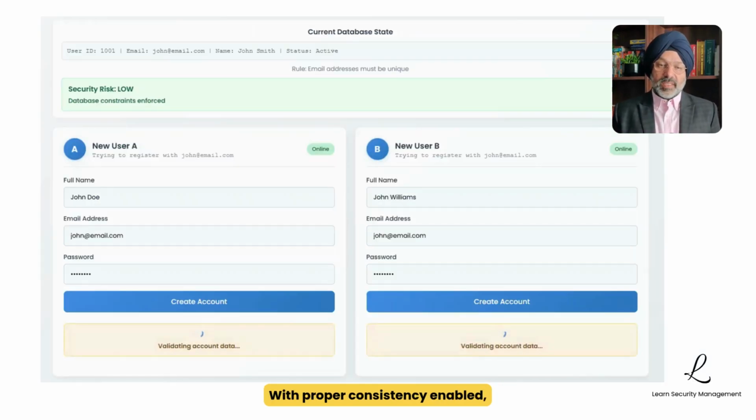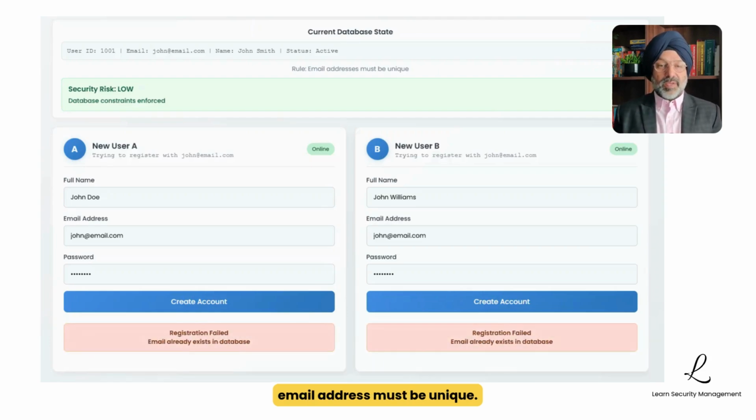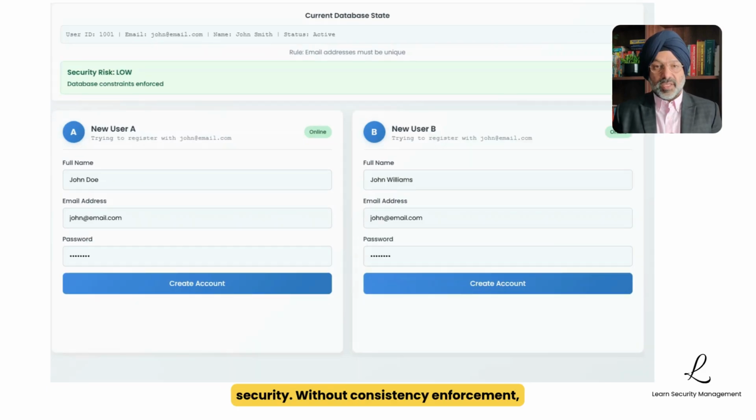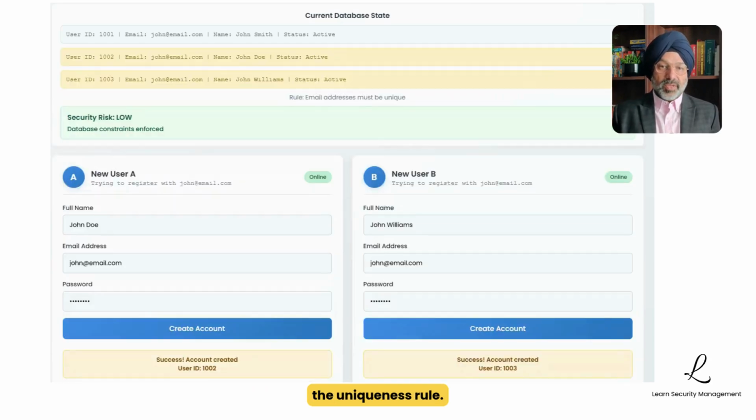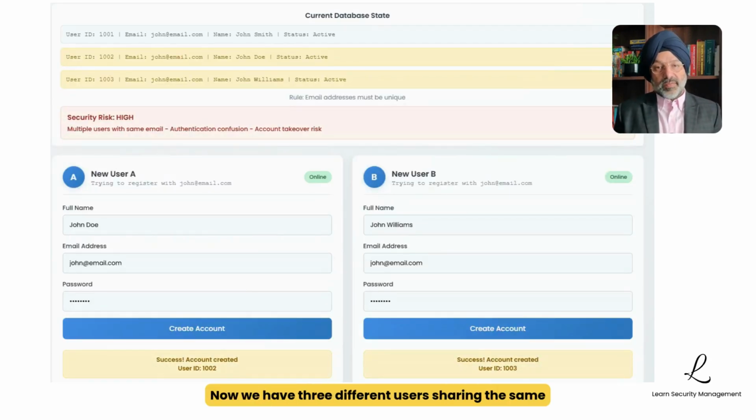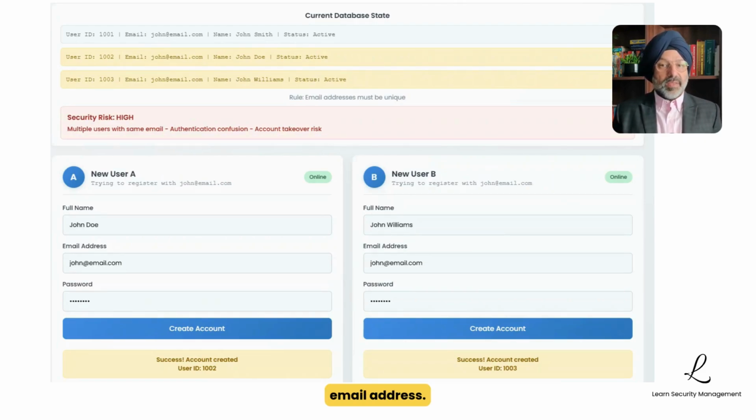With proper consistency enabled, the system enforces the rule that email address must be unique. Both user A and user B receive clear error messages that the email already exists. No duplicate accounts are created, maintaining data integrity and authentication security. Without consistency enforcement, both registrations succeed despite violating the uniqueness rule. Now we have three different users sharing the same email address.